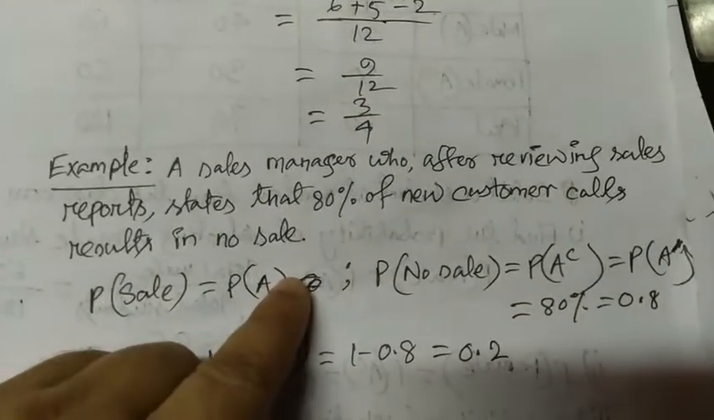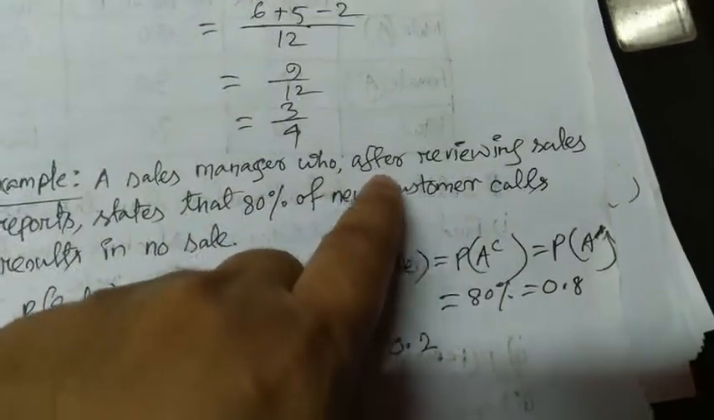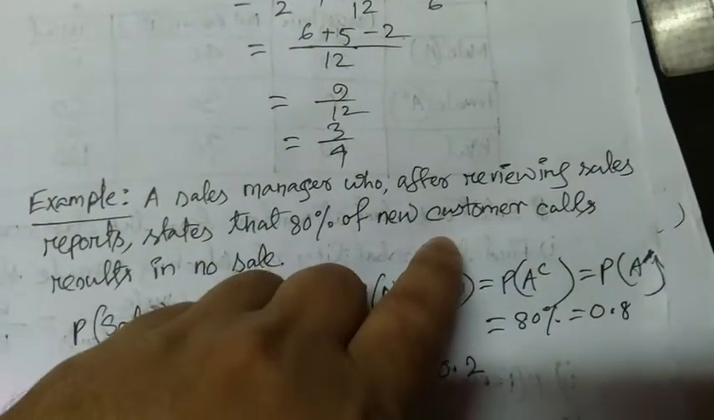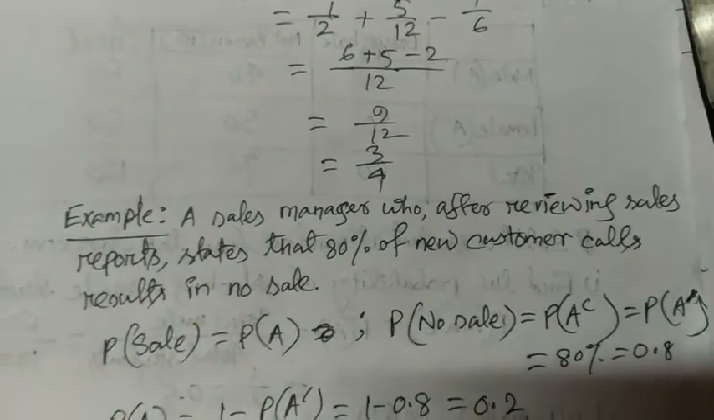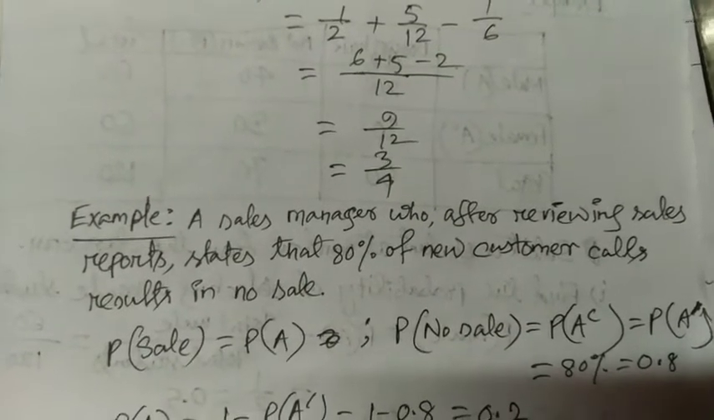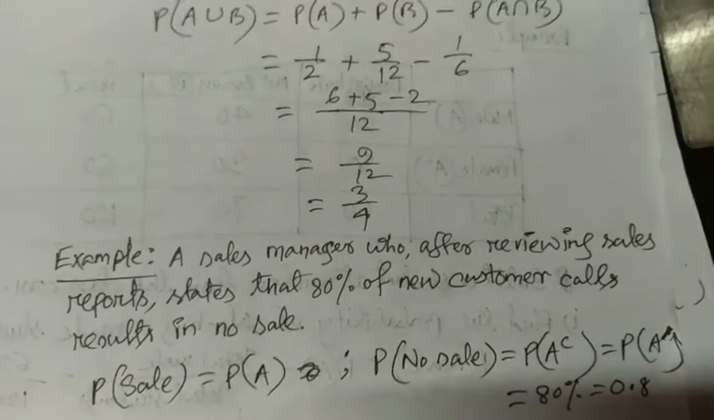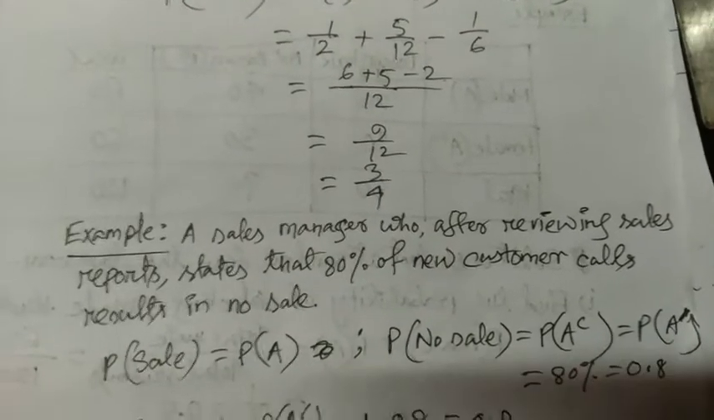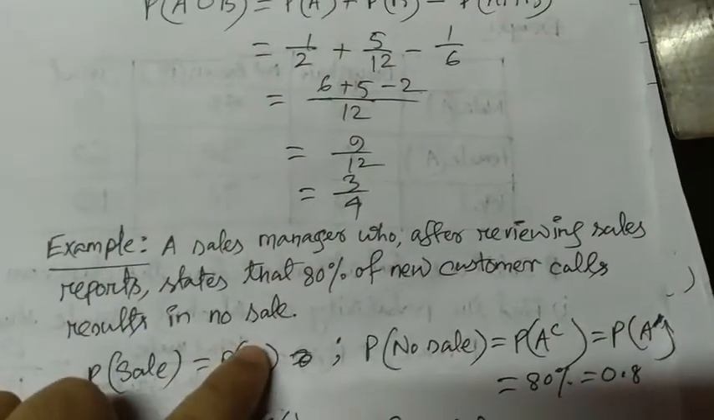Right. So let us move to the next question now. A sales manager, after reviewing sales reports, states that 80% of new customer calls result in no sale. That means the sales manager observed that if they make 100 calls to new customers, only 20% of customers buy their product. So 80% of new customer calls result in no sale.